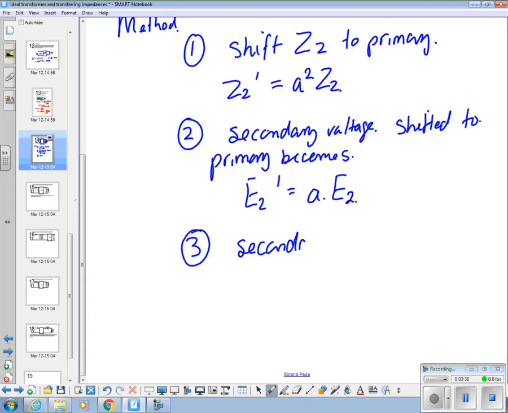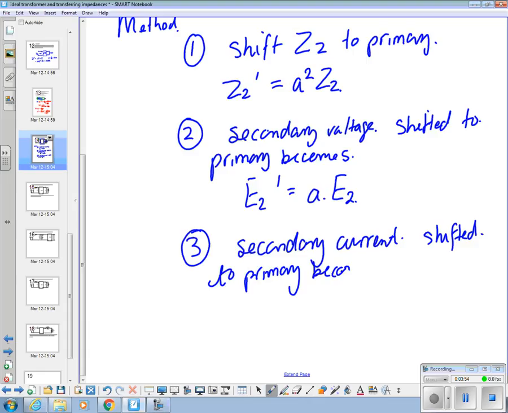secondary current shifted to primary becomes I2 dash, which is equal to I2 divided by the turns ratio.